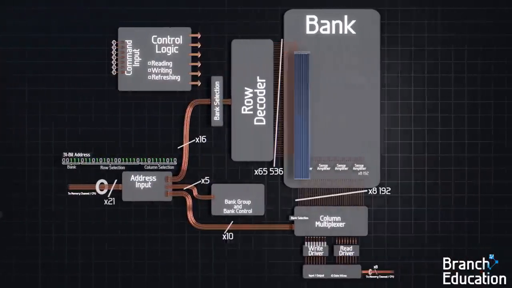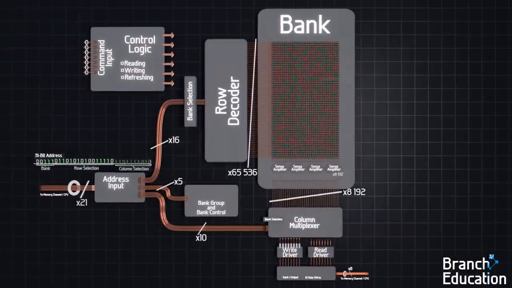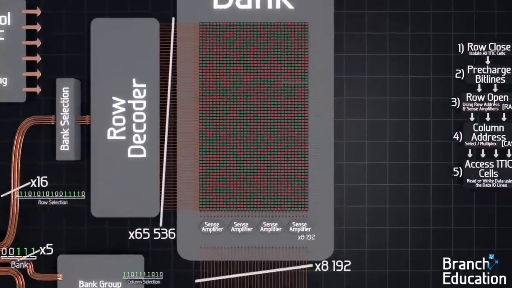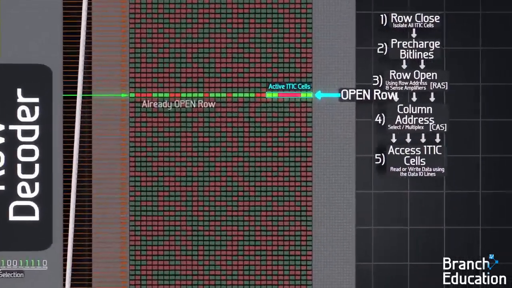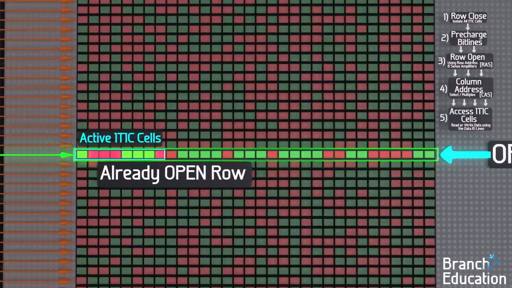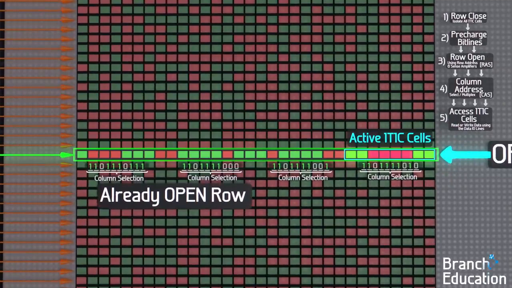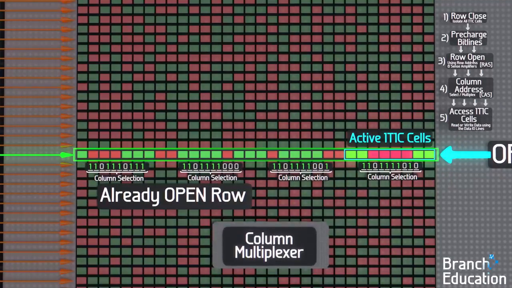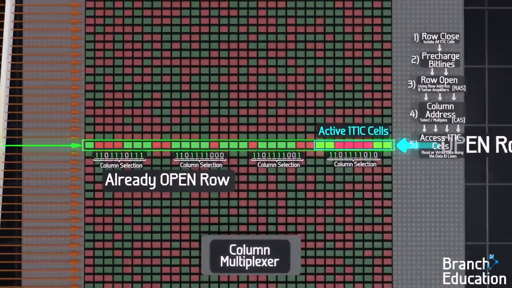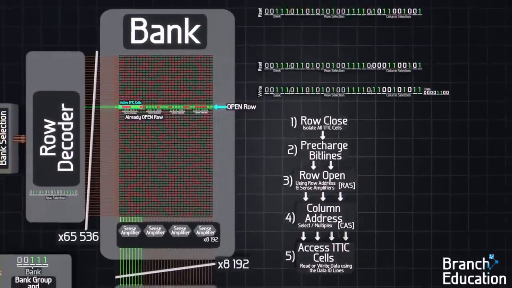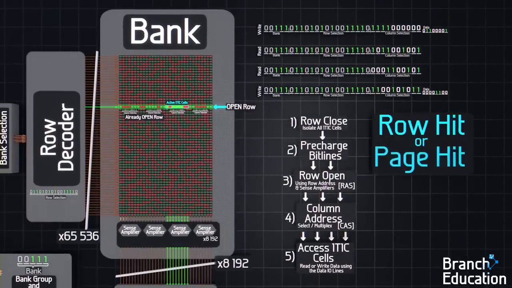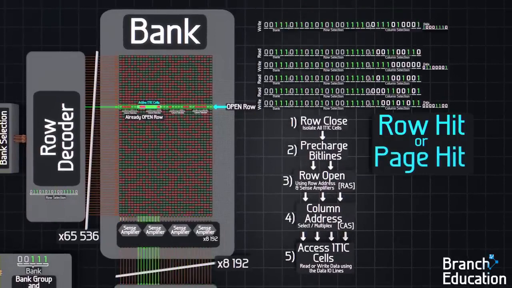Let's take a look at the banks. As mentioned earlier, opening a single row within a bank requires all these steps, and this process takes time. However, if a row were already open, we could read or write to any section of 8 memory cells using only the 10-bit column address and the column select multiplexer. When the CPU sends a read or write command to a row that's already open, it's called a row hit or page hit, and this can happen over and over.